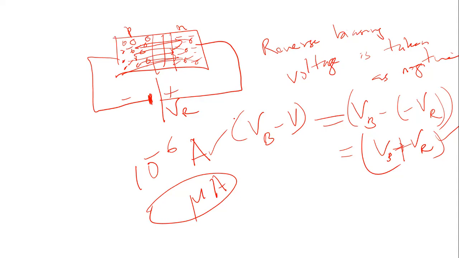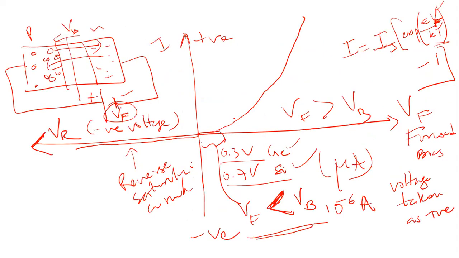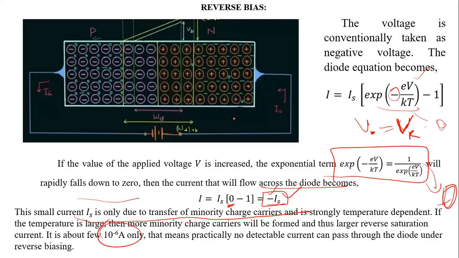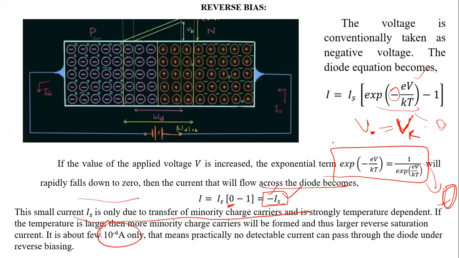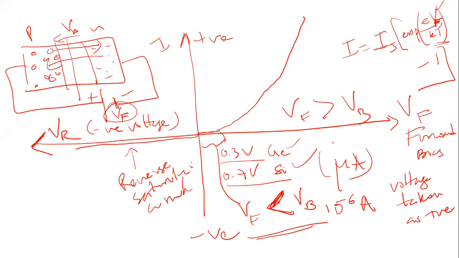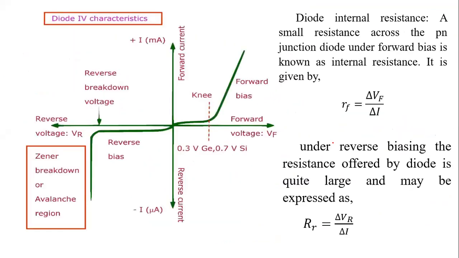So what we have discussed so far is the diode equation, due to the transfer of charges, and from that diode equation we can explain the IV characteristic curve of a PN junction. Next class I will talk about Zener breakdown, avalanche breakdown, and all these things. So this will be for the next topic.